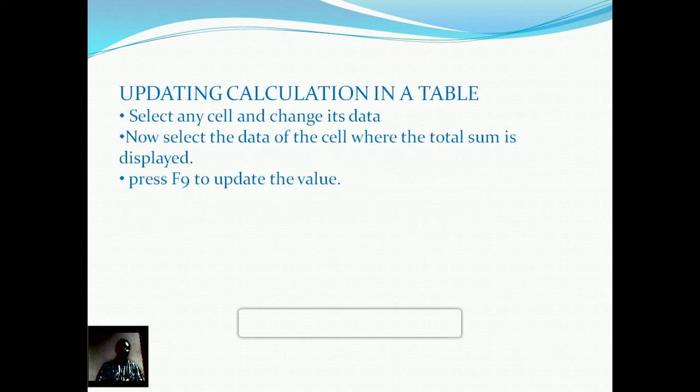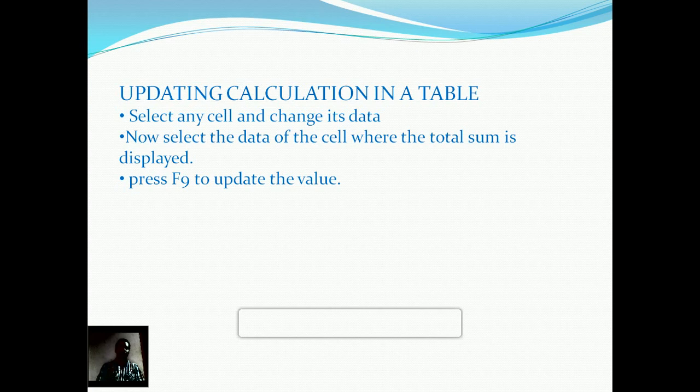Now the last topic in this lesson is updating calculation in a table. Suppose you have entered numbers in a cell and again you want to make some changes in the number, and in the same way you want your result to change also. Suppose you have entered some numeric values and found the sum in another cell, then after that you want some changes in any of the data. Then you don't worry, no need of recalculating. MS Word will automatically recalculate.